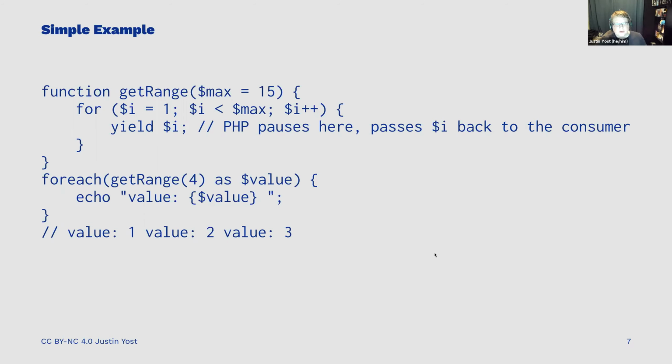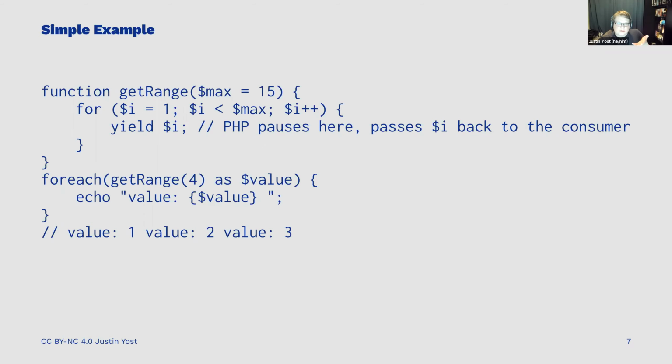So in foreach get range 4 as value, what will happen is we'll set up our foreach loop. We'll call get range 4. So we call get range, right? We call that function. We set up our for loop. So we have for I is equal to 1, I is less than 4. We go into our loop. We yield 1. PHP pauses inside of get range.